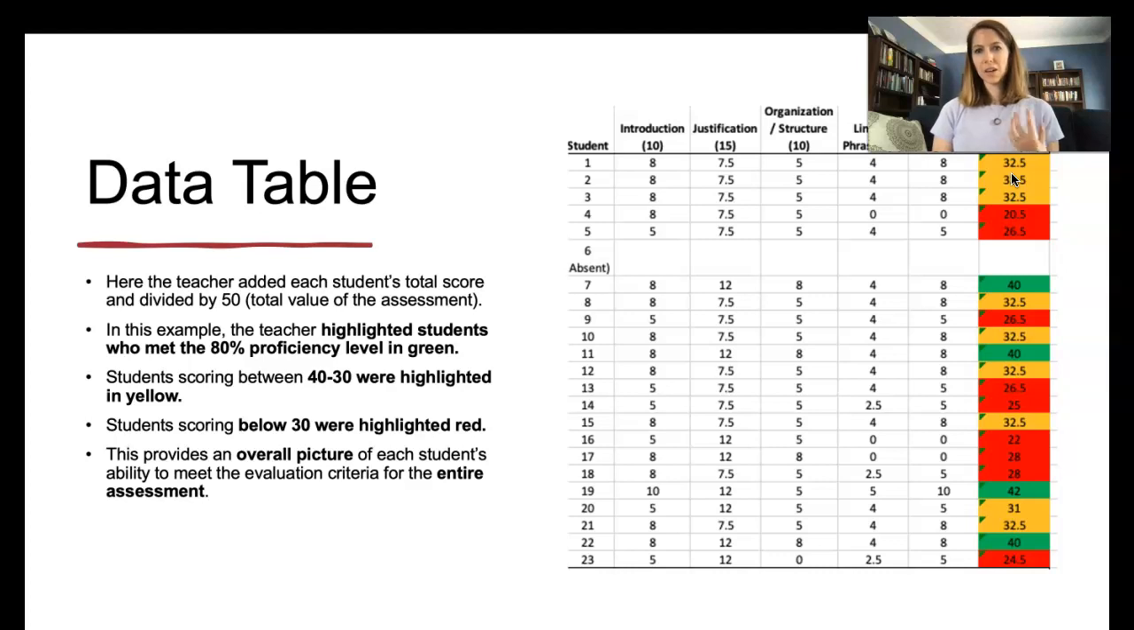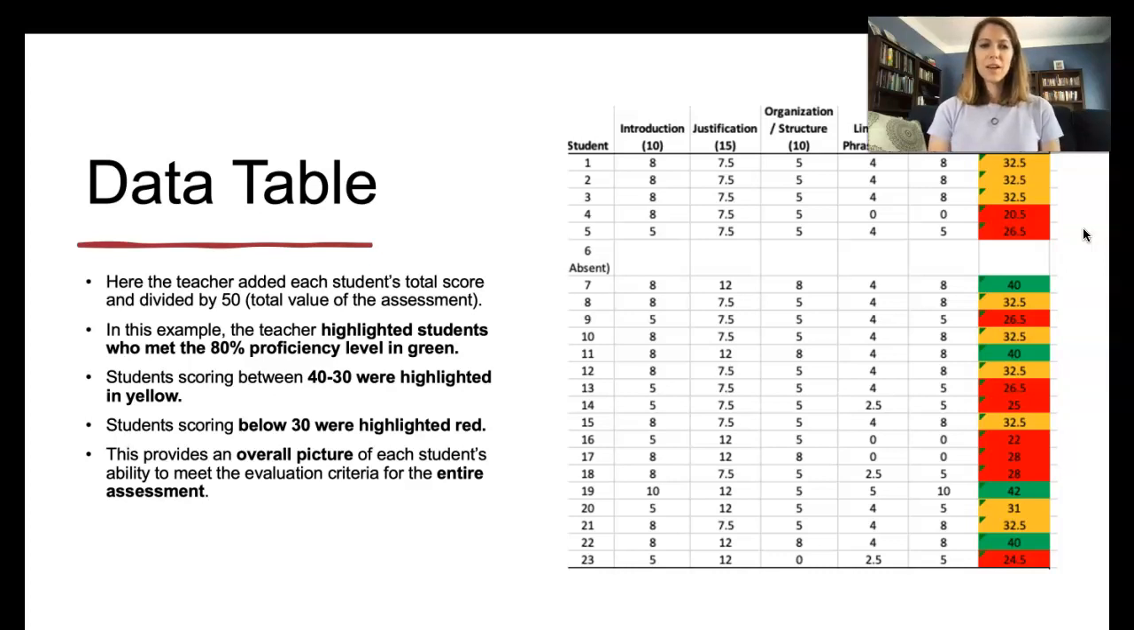Highlighting or color coding students' total scores can be really useful in determining which students have achieved proficiency or mastery and which students need some help. In this case, the teacher decided that she is going to highlight in green students who scored at the proficiency level, which again is 80%, or in this case 40 points or above on the essay. If we look at this data table, we can see that 4 students demonstrated proficiency with this assessment, which suggests that the teacher may need to do some reteaching on the topic of writing an opinion-based essay.